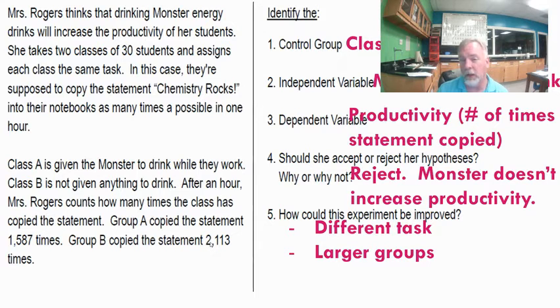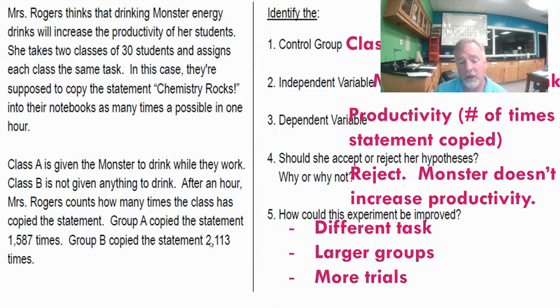Where do they live? What's their socioeconomics? What language do they speak? How old are they? Do we have an even mix of male versus female? I mean, there's so many things we could look at, but we'd want our two groups, our class A and class B, to be as similar to each other as possible so we don't skew or impact our results. We could have also done more trials.